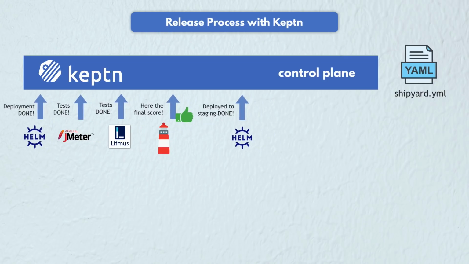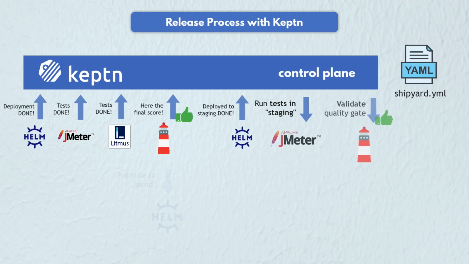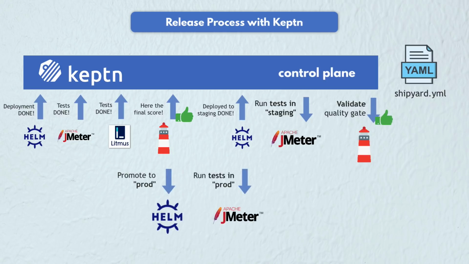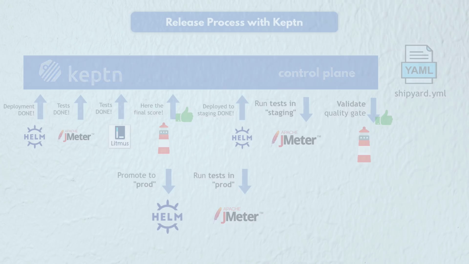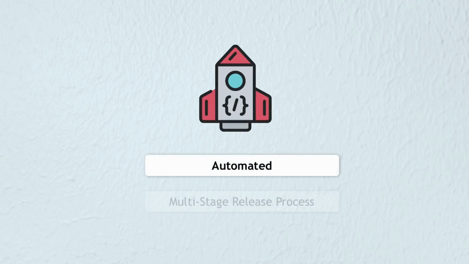So this workflow continues all the way to production if everything along the way, all the tests and the evaluation processes, are successful. And if not, Keptn can abort the release process at any stage or task. So we have a completely automated multi-stage release process.